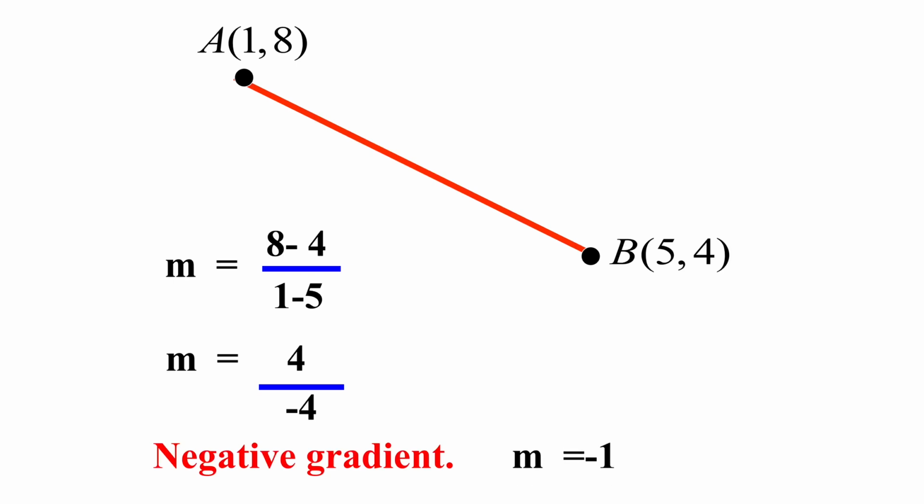The line is slanted to the left, so let's find the gradient. y2 is 8 minus y1, 4, over x2 is 1 minus x1, which is 5. So your answer is 4 over negative 4. So the gradient is negative 1, and it belongs to negative gradient because the line is slanted to the left.